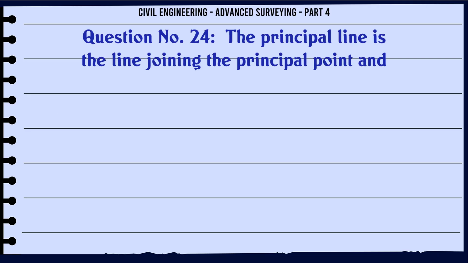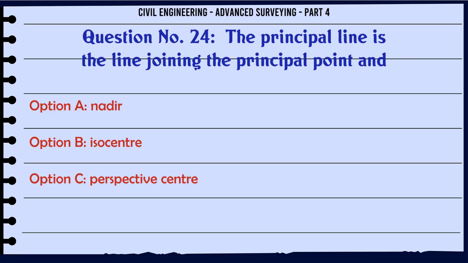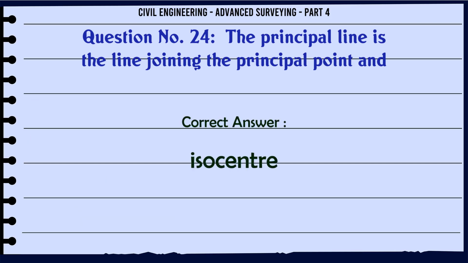The principal line is the line joining the principal point and: A. Nadir. B. Isocenter. C. Perspective center. D. None of these. The correct answer is isocenter.